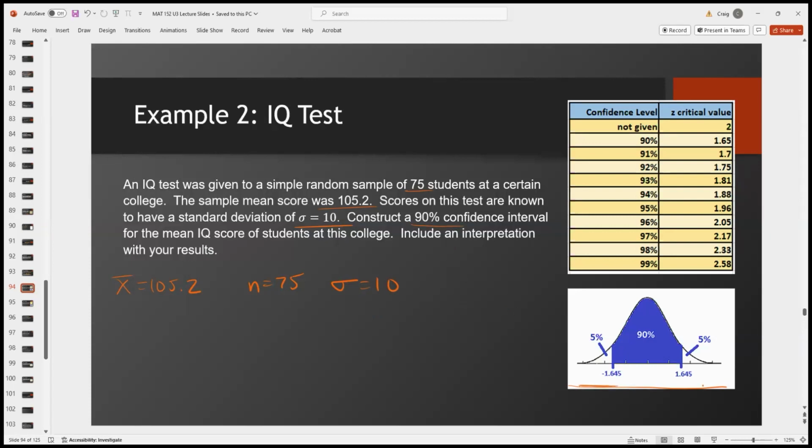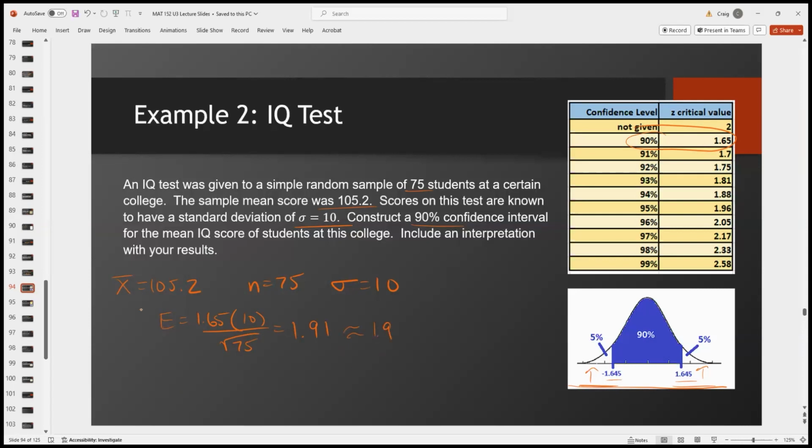Okay, so what we want is there to be 90% in the middle, 5% on each side. And so we can use this 90% value here, or you can use this value here. Either one is fine. We can find the margin of error as the critical value of z, 1.65, we'll say, times the standard deviation divided by the square root of the sample size. So 1.65 times 10 divided by the square root of 75. That gives us a margin of error of 1.91, or in this case, we'll just call it 1.9.